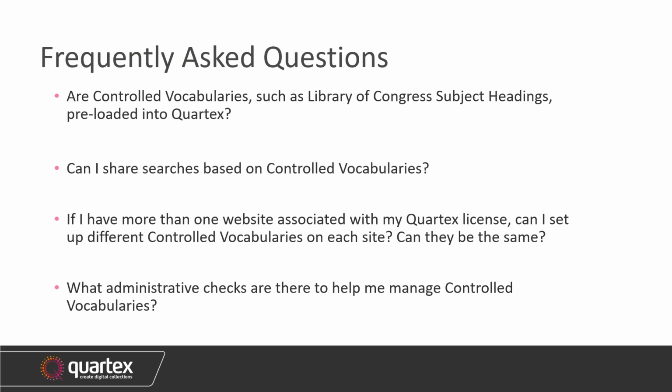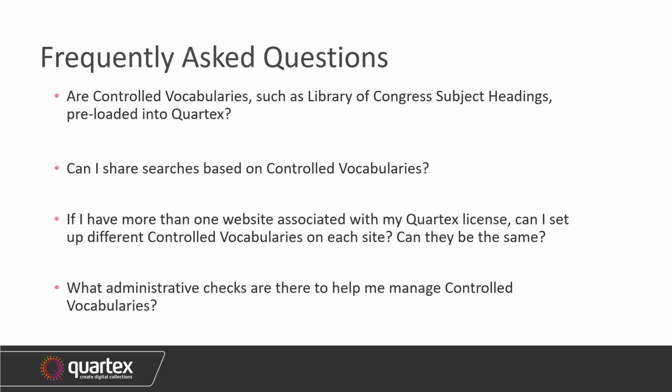Also, we have found that every archive is unique and has unique collections that may require custom controlled vocabularies, as we saw today with the example of Mass Observation. We have several clients who are using controlled vocabularies pretty extensively. If you would like to discuss your own scenarios or take a look at some other examples from other clients, please reach out to us and we'd be happy to walk you through some of our clients' sites as well.